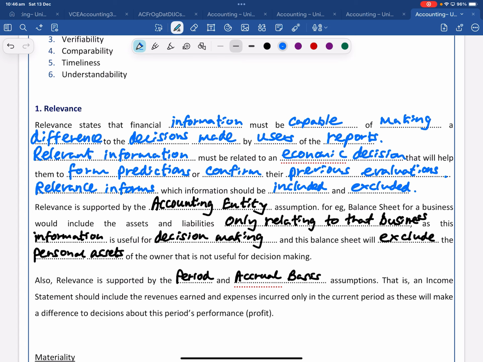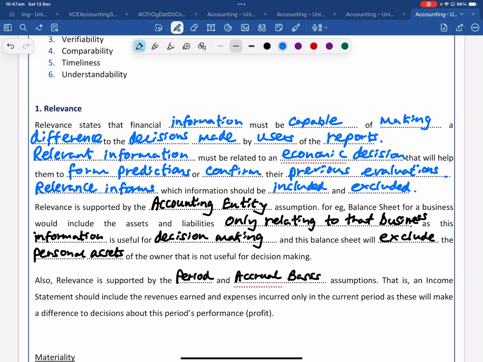So, let's say a potential investor is going to invest in a business, right? By looking at the information, he or she should be able to make some difference to the decisions that he is going to make, right? So that is what it means, right? The information that we have included should be capable of making a difference.